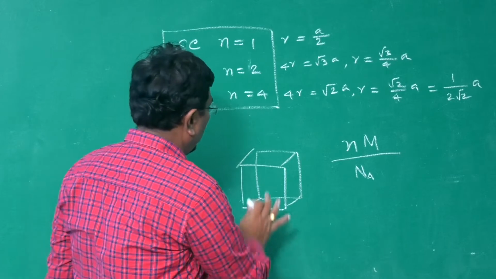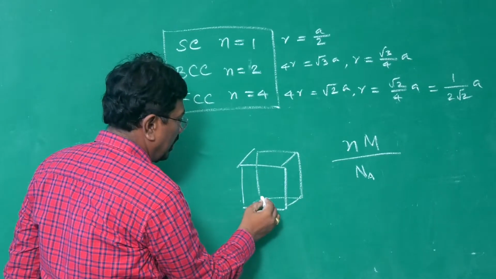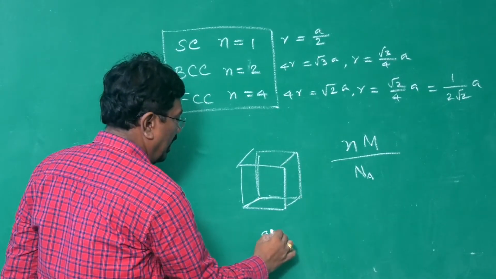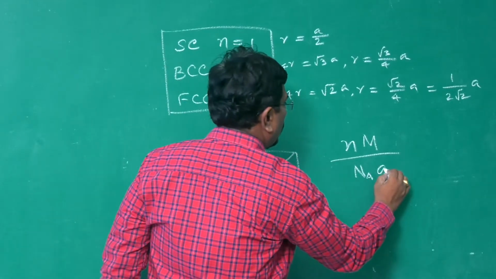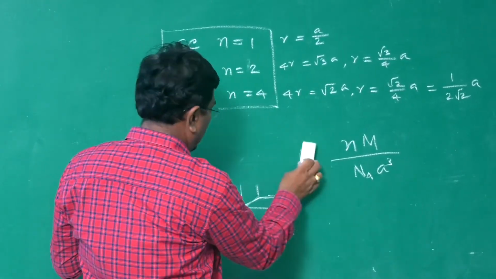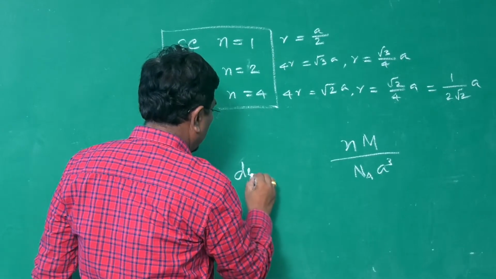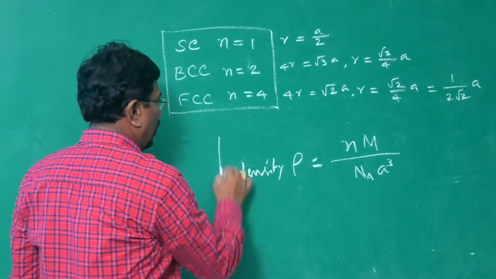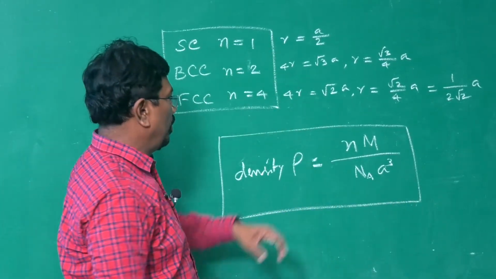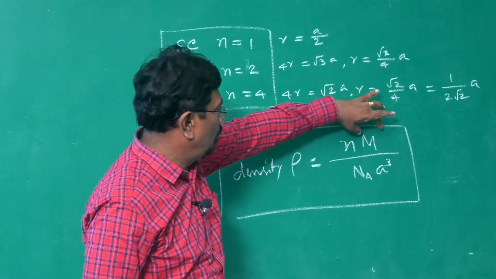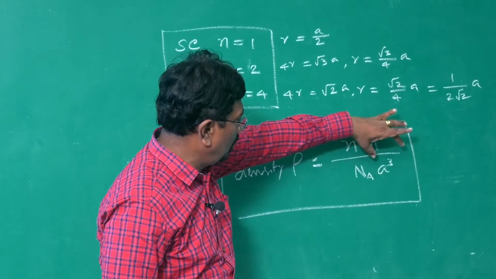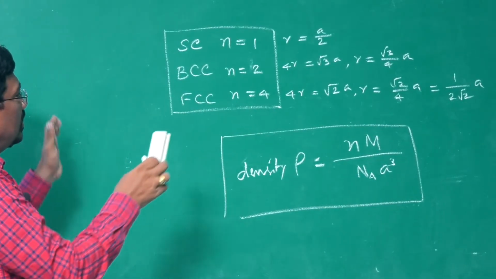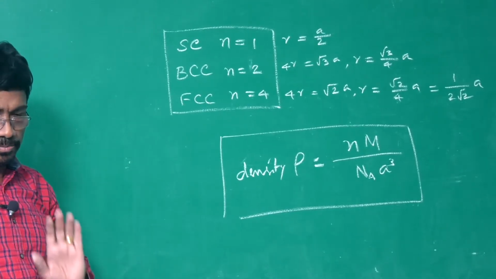When the mass is divided by volume, volume is nothing but edge length times edge length times edge length, length, breadth and height, a into a into a, which is a cube. So, density of a particular unit cell, density rho is equal to n M by N A into a cube. n is the number of atoms in that unit cell, M is the molecular mass, N A is Avogadro number, and a is edge length. Using these formulae, we are going to solve all the sums.